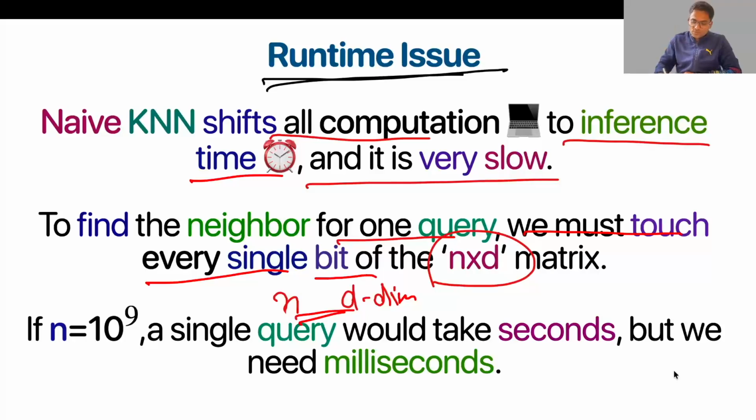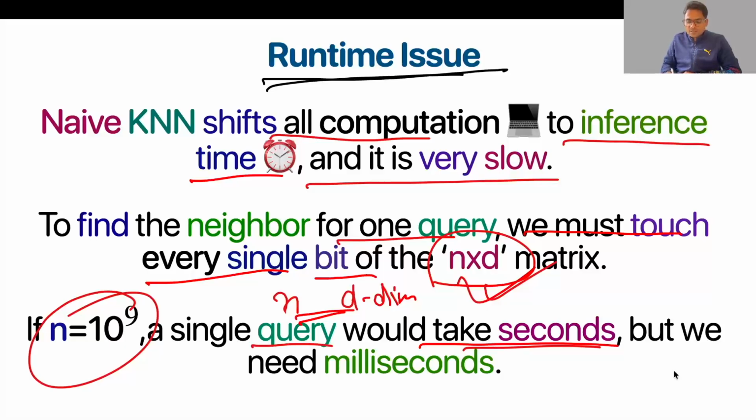So that's why you have to go through all of this, and if n is equal to 10 to the power 9, that's like 1 billion. This will take seconds, but in the real world we want milliseconds. Okay, so how to get around this? This will be solved by very advanced algorithms, which I'll give you just a glimpse of, but I won't go in depth of it. Okay, let's see the advanced optimizations.